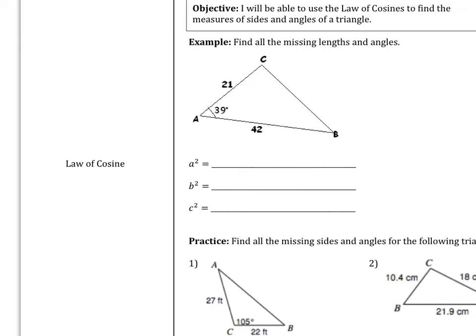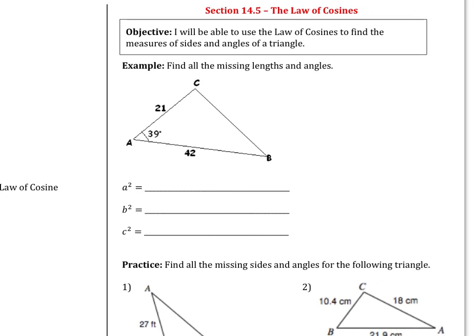For example, let's look at this one. This question says find all the missing lengths and angles. So that means we need to find this one, and this one. In order to use law of sines, we need a side and angle pair. That means if we're using this angle, we need this side. If we're using this side, we need this angle.